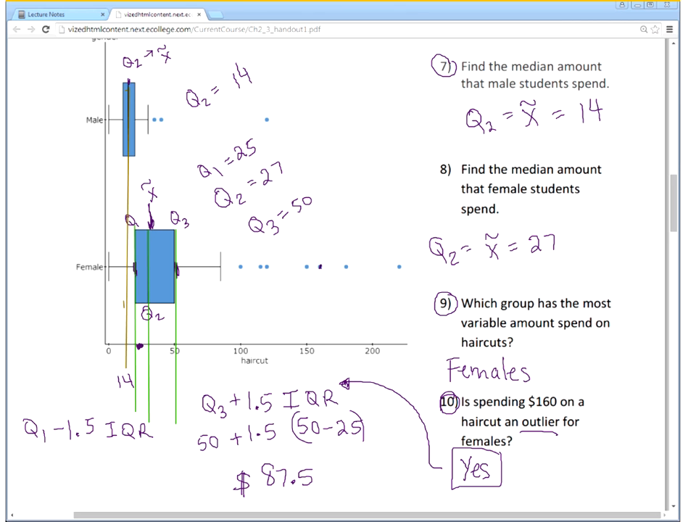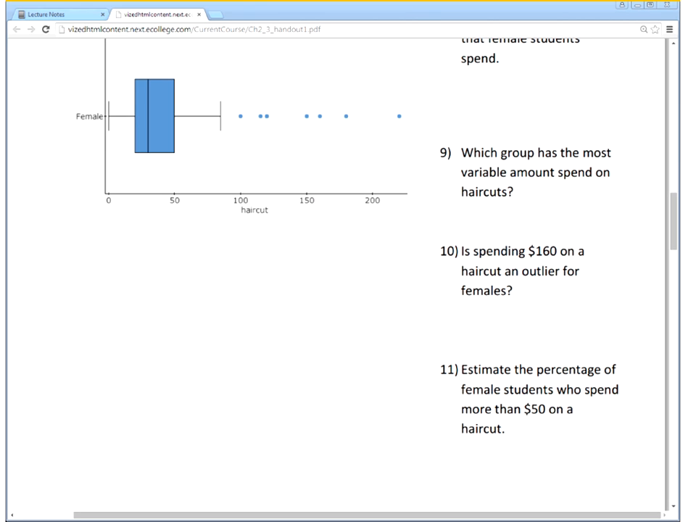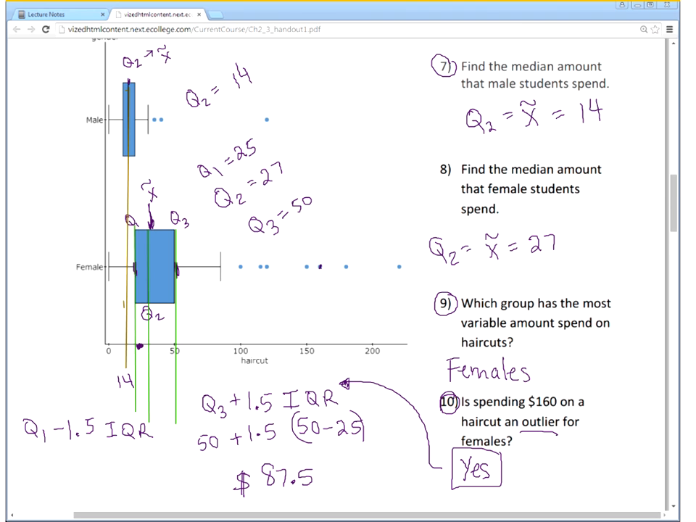Okay, so I thought we had one more on here. Estimate the percentage. Okay, there we do have one more.